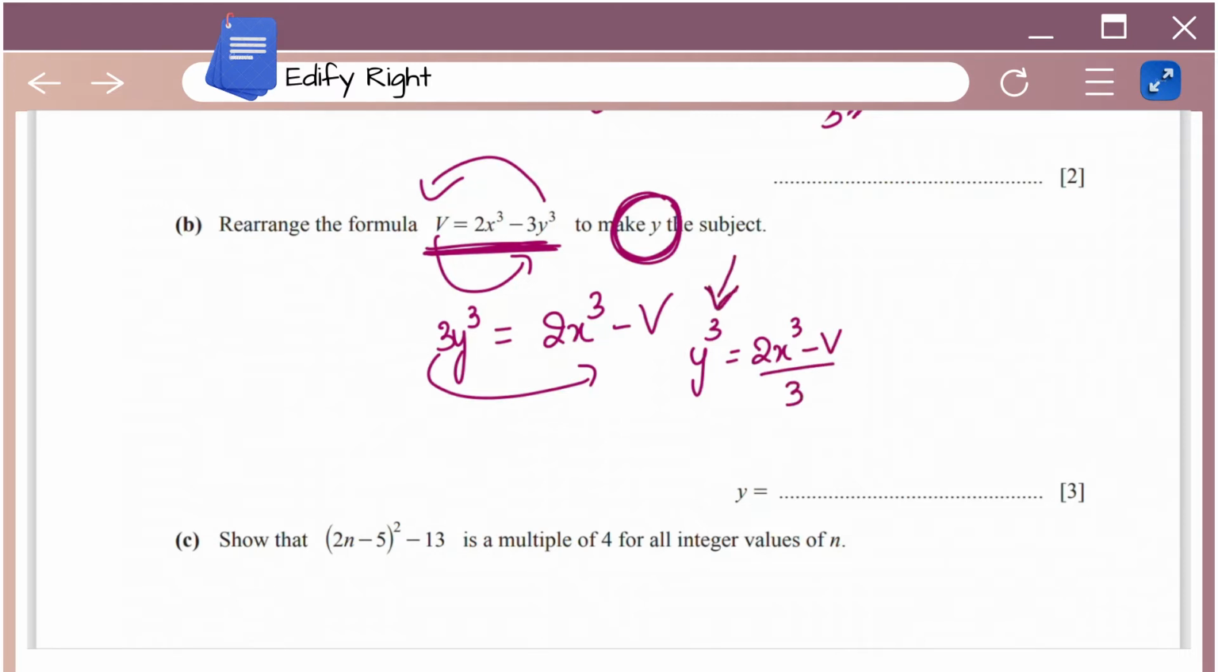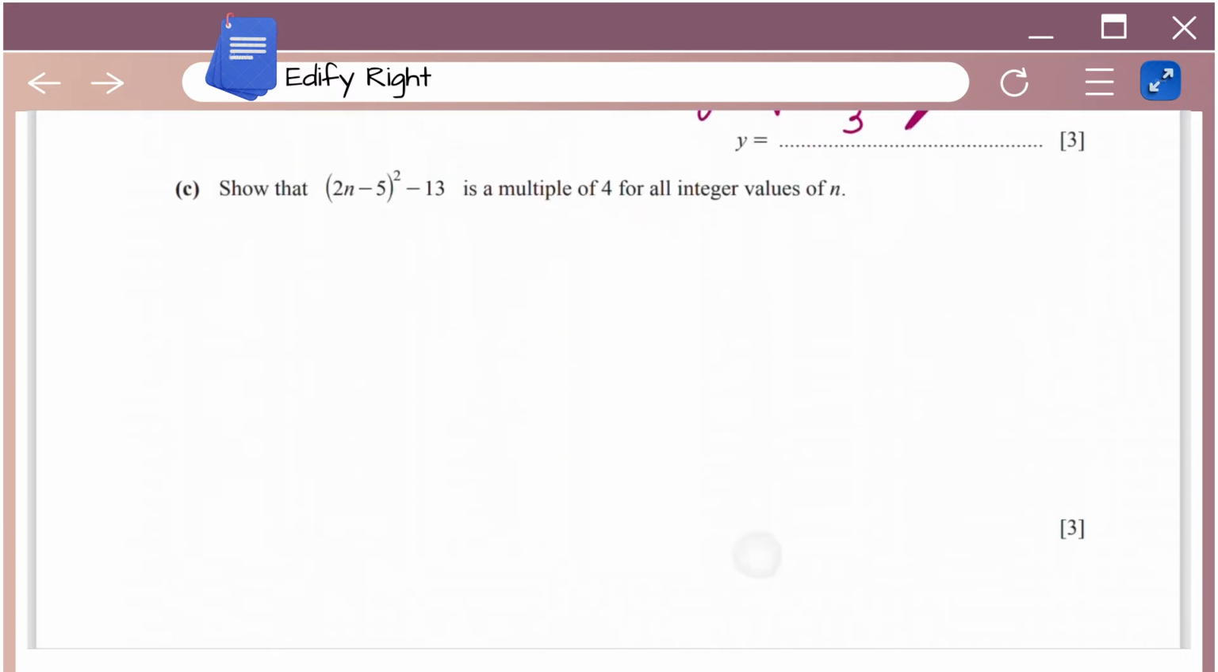Now we have to get rid of this power 3 over here. So we're just going to take that to the other side. So it becomes 1 by 3rd, or cube root. So that would be the cube root of (2x cube minus v) upon 3. That's how you solve it.